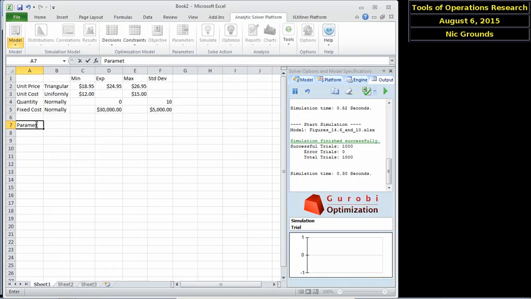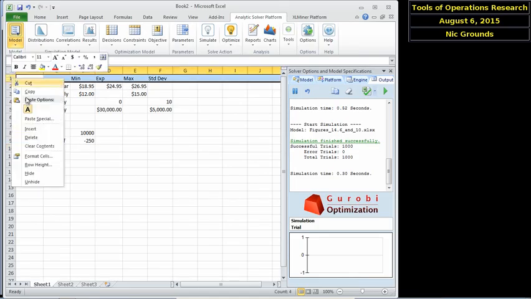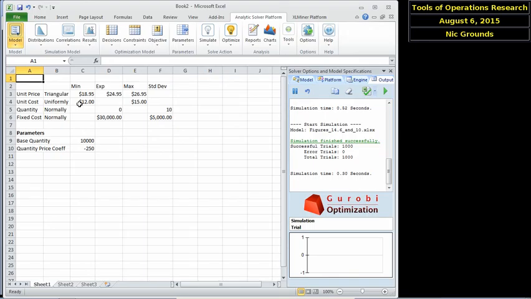There were a few other parameters that were not random or not uncertain, and that was the base quantity, which was 10,000, and the quantity price coefficient, that is, the thing we multiply by price that we're going to add to the base quantity, which was negative 250. Okay, so those are just a few other parameters. I'll call this set of things up here our uncertain parameter values. And then we have our certain parameters, that is the part of the parameters that we know something about.